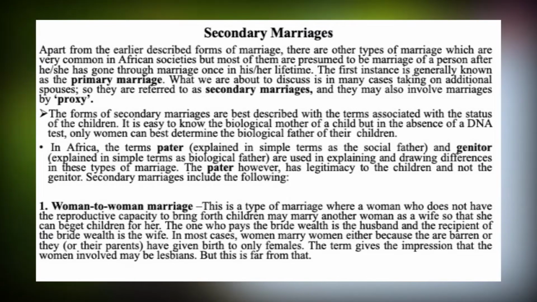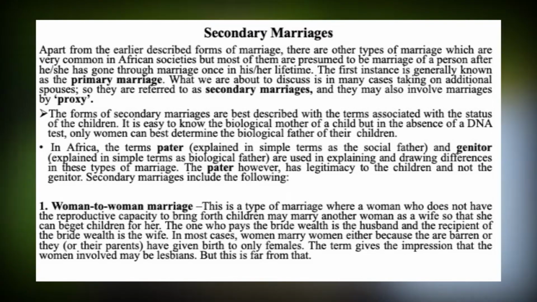Woman-to-woman marriage is a type of marriage where a woman who does not have the reproductive capacity to bear children is allowed to marry another woman as her wife in order for the other woman to give birth to children for her. So in woman-to-woman marriage, there are two women involved. The woman who pays the bride price assumes the role of a husband, while the woman who receives the bride price assumes the role of a wife.